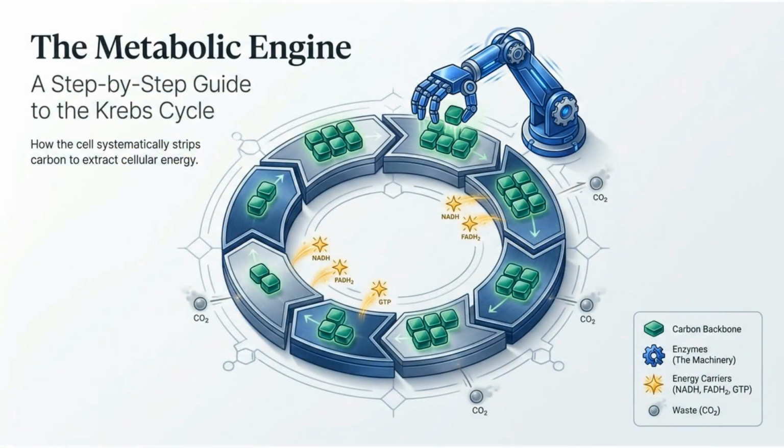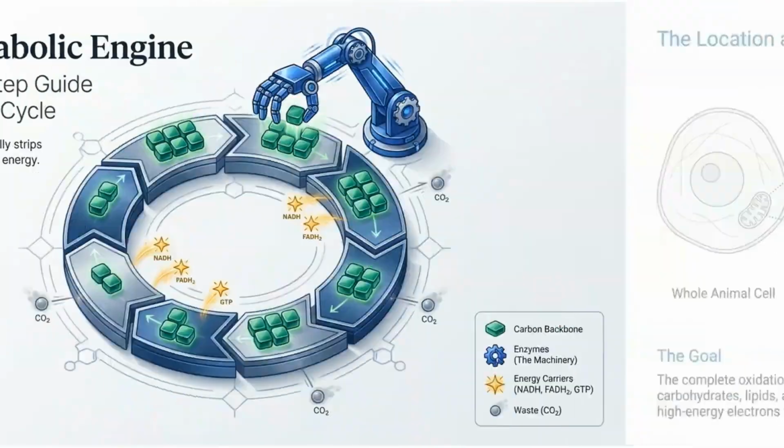Today, we are diving deep into the cell's primary power generator with a step-by-step guide to the Krebs cycle. Think of this process as a finely tuned metabolic engine. Its main objective is to systematically strip carbon molecules apart to extract the vital energy required to keep you alive. Let's break down exactly how this machinery operates.